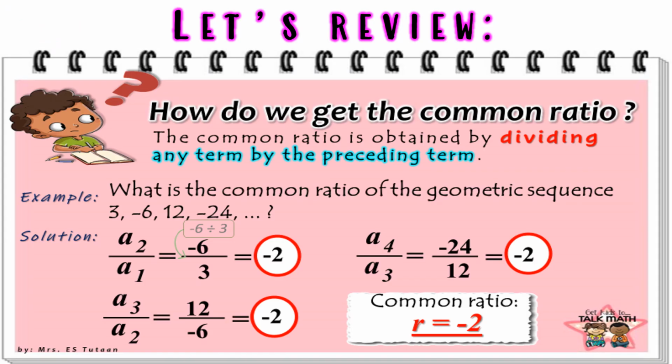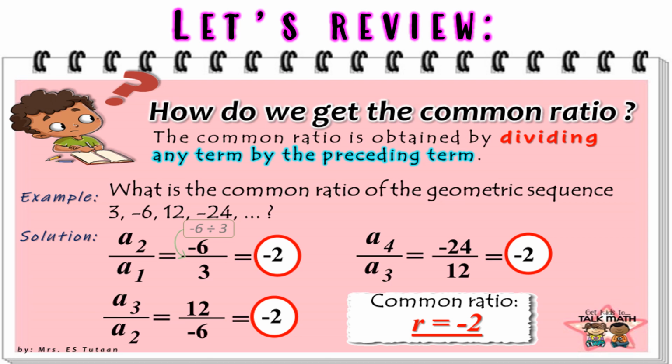Paano naman nakukuha ang common ratio? The common ratio is obtained by dividing any term by the preceding term. So for example, we have 3, negative 6, 12, negative 24, so on, so on. The common ratio, as we discussed last week, is negative 2.